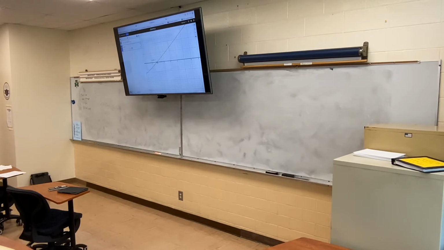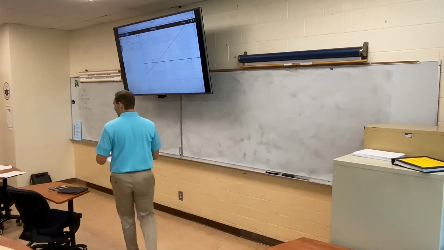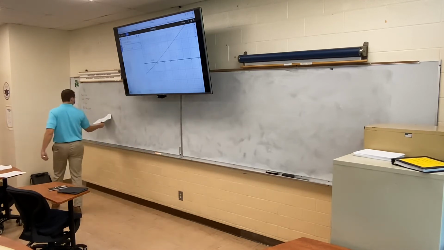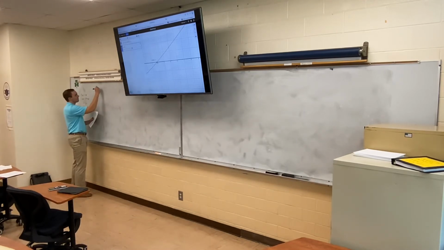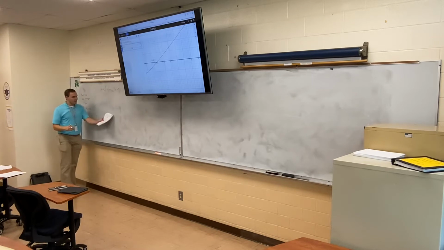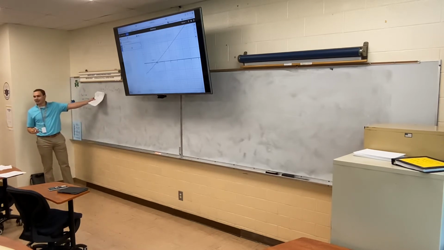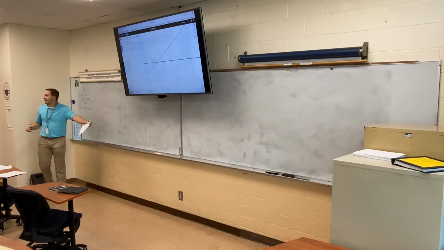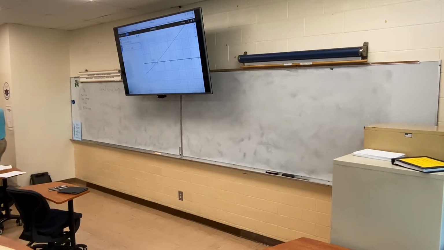Does anyone remember the equation, standard form of a circle? Is this in standard form for a circle? No, it's not. What is standard form? x minus x1 squared plus y minus y1 squared equals r squared. Yeah. So we need to get this to look like this somehow, right? How might I do that? Anyone have any ideas?